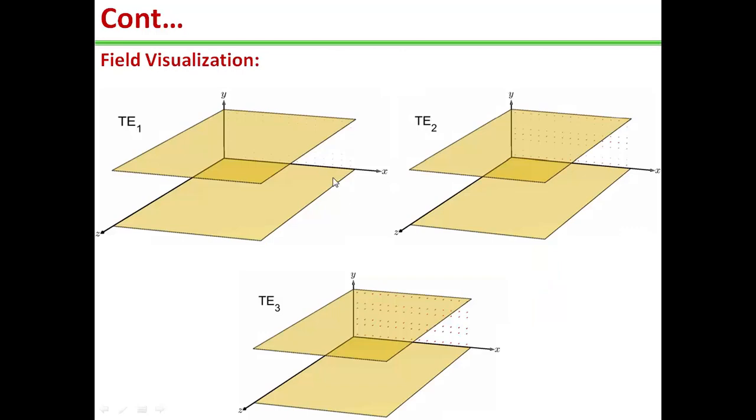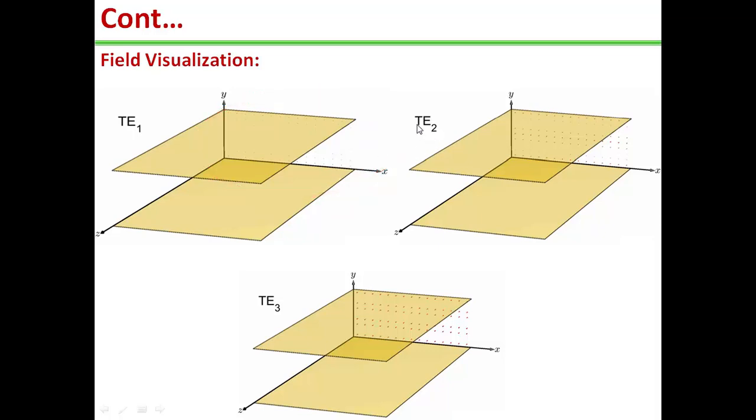And for the field visualization, we have to plot here three figures for TE1 mode, TE2 mode and TE3 mode. Here 1, 2, 3 shows the number of half wave variations along the direction of propagation. In this analysis, we have considered that the wave is propagating along the z direction, so the half wave variation lies along the z direction. So you can see for the TE1 mode, one half wave will be there, and it can be seen quarter wave at the top plate and quarter wave at the bottom plate.